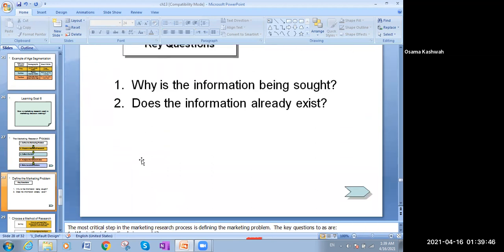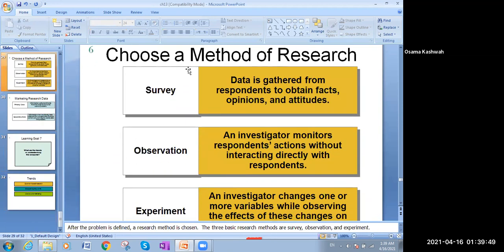So here, choose a method of research: survey. We have the survey, like we said before. Data is gathered from respondents to obtain facts, opinions, and attitudes. And I would like to say the opinions are more important, because based on the opinions we see what is achievable and what's not achievable.